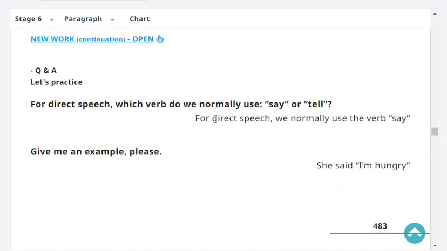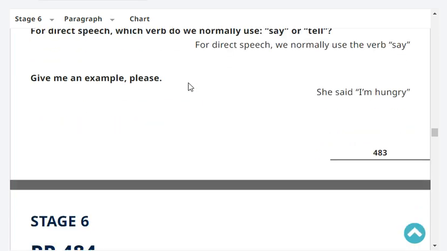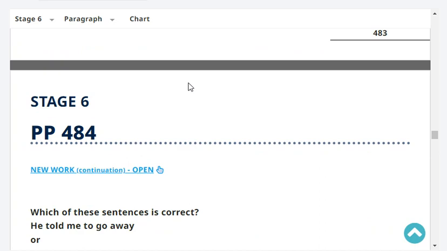Okay. For direct speech, which verb do we normally use? Say or tell. For direct speech, we normally use the verb say. Very good. Give me an example, please. She said, I'm hungry. Very good.